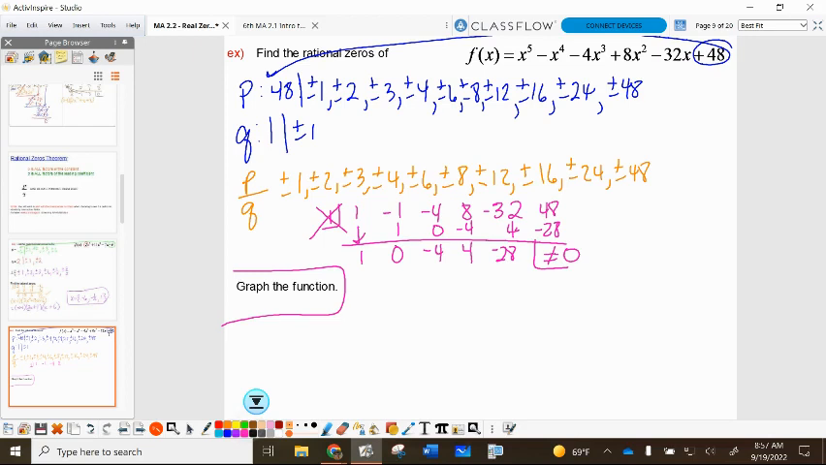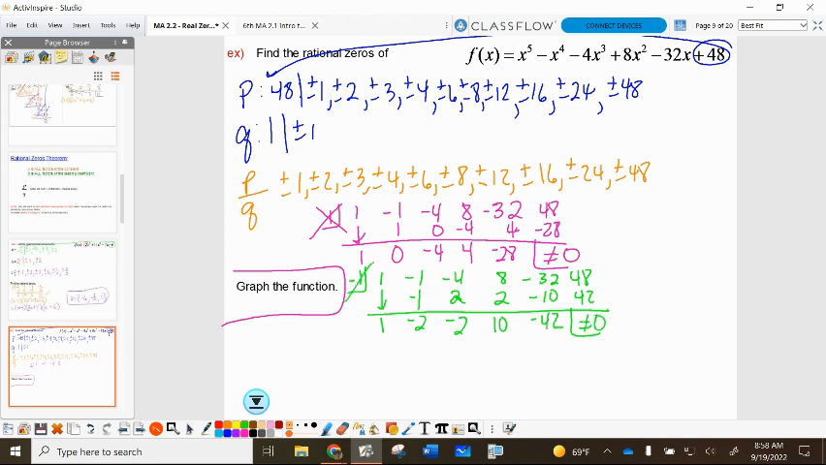Now, when I check for my next one, I'm going to try -1. So I'll check the positive and the negative. I've got my same leading coefficients because we weren't able to factor anything out. So it's still 1, -1, -4, 8, -32, and 48. Okay, so let's try -1. So bring it down, multiply by -1, that gives me -1, combine, multiply by -1, combine, gives me -2, multiply by -1, combine, multiply by -1, combine, multiply by -1. And again, it's not equal to 0, so it's not a root.